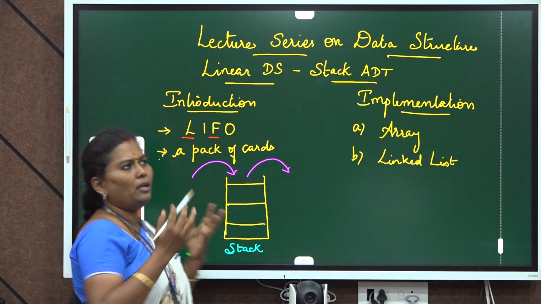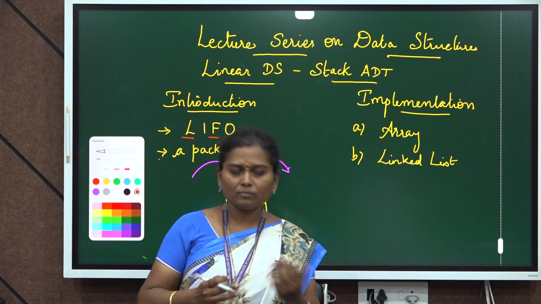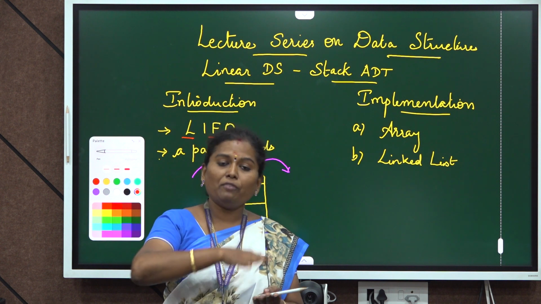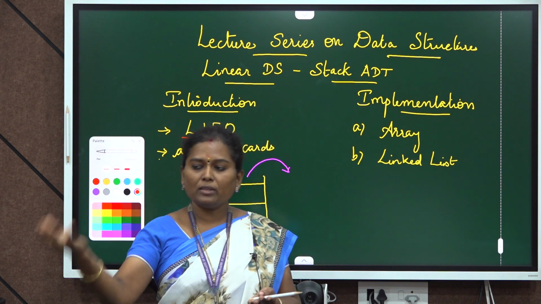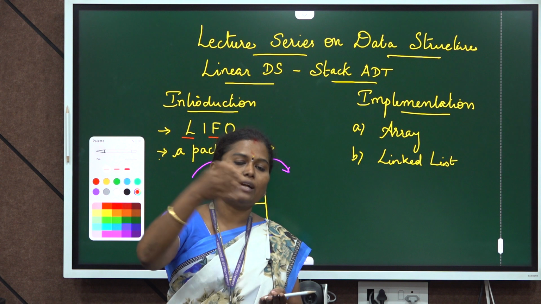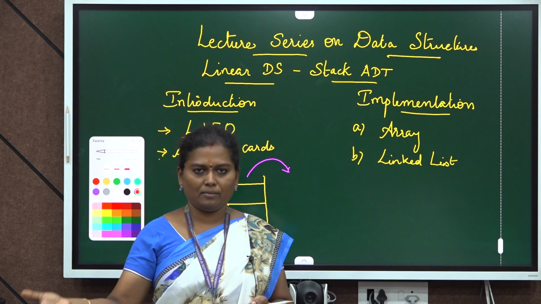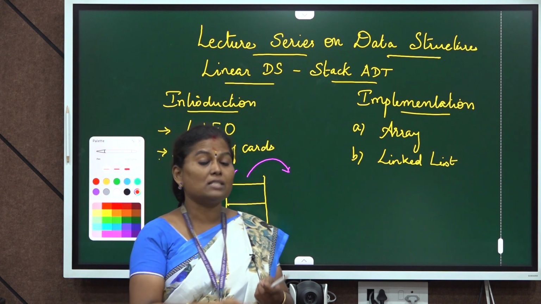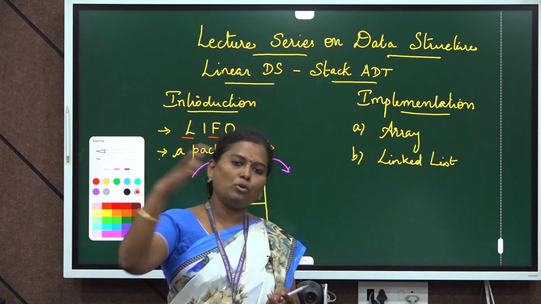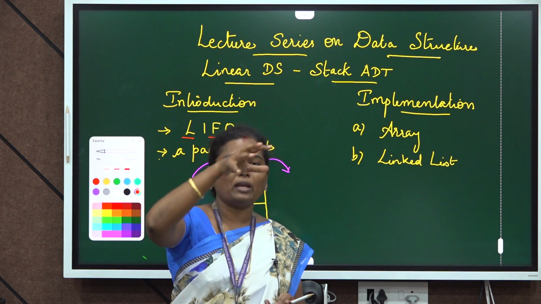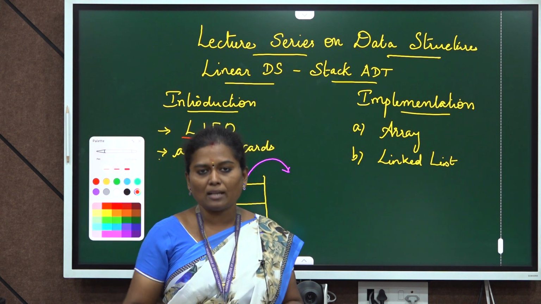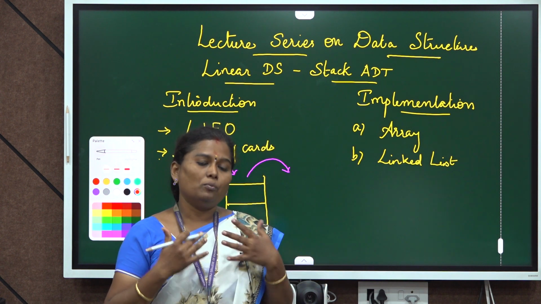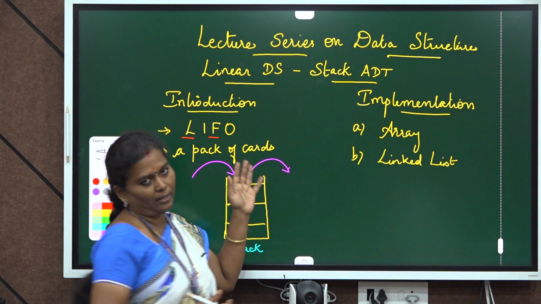A very good example of the Stack ADT is arranging books on a table. When we arrange the books on the table, the book that we have kept at the last can be removed first. We cannot take the book which has been placed first on the table. Whatever book we placed at the last can be taken first. So, that is a very good example of Stack ADT, and there are plenty of real-time examples which have the Stack ADT.